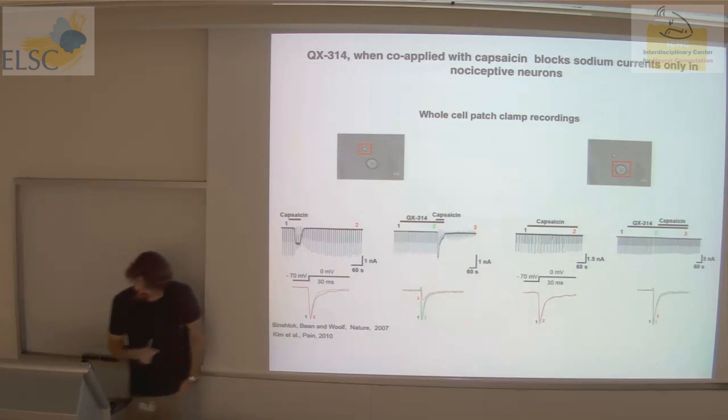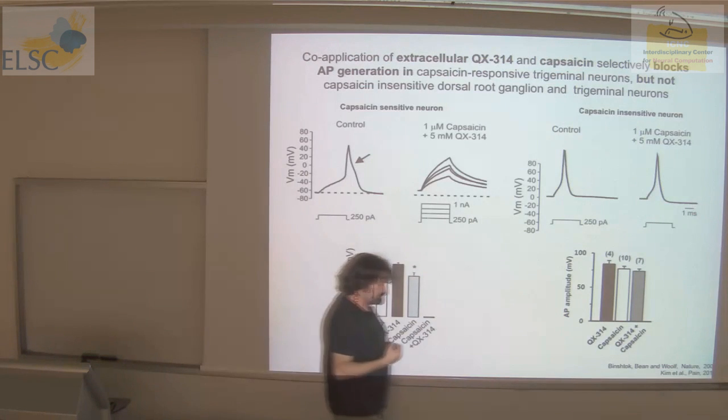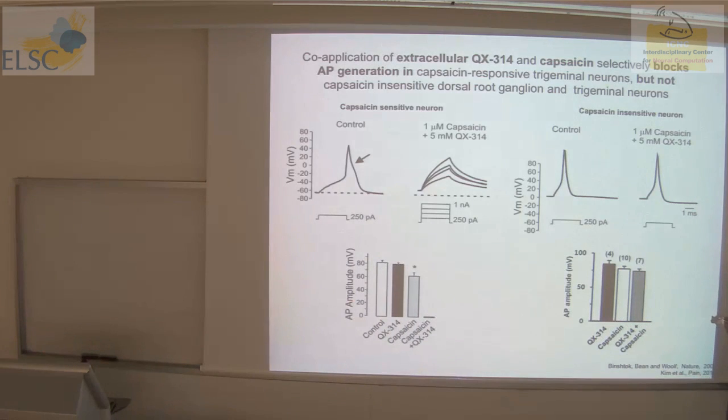When we did the same experiment with current clamp, now recording the ability of cells to generate action potentials, we were able to totally block action potentials in pain neurons by using capsaicin with QX, but non-painful neurons weren't affected at all. Okay?